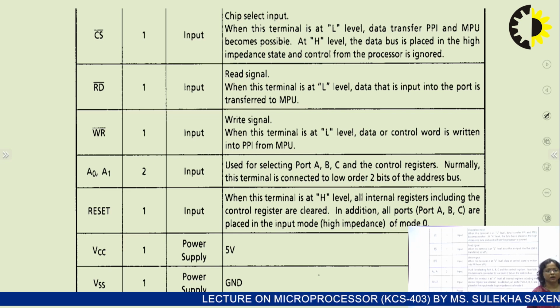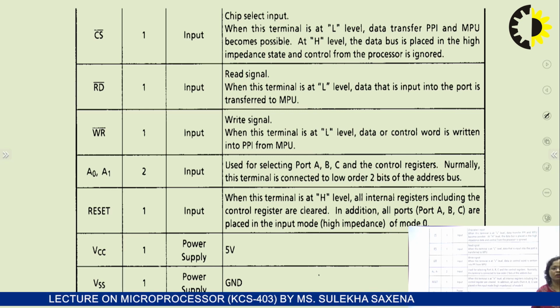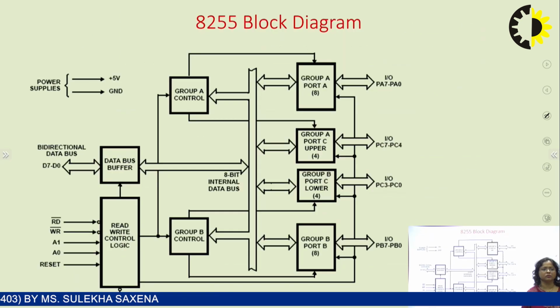When it is high, that is, an active high signal, it will reset all internal registers including the control register. All ports are placed in input mode of mode 0, that is high impedance state. VCC is connected to 5 volt and VSS is connected to ground. So this is the overall block diagram of 8255 PPI.